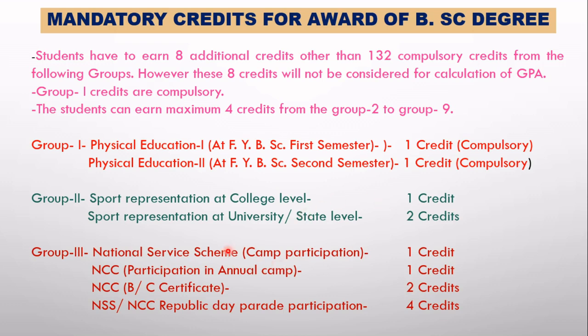Group third, National Service Scheme, that is camp participation. If any student is enrolled in NSS, he has to complete a camp. So he will get 1 credit. NCC participation in annual camp, 1 credit. NCC B or C certificate, if a student gets it, he will get 2 credits. And if any student has participated in the NCC or NSS Republic Day Parade, he will get 4 credits.